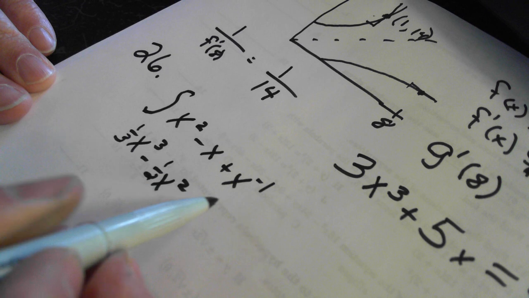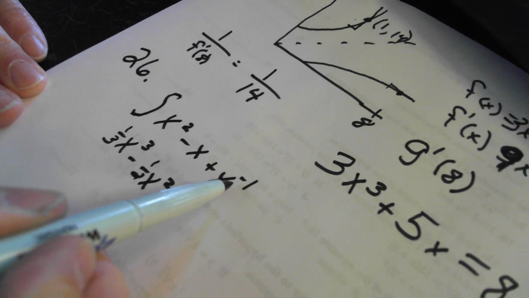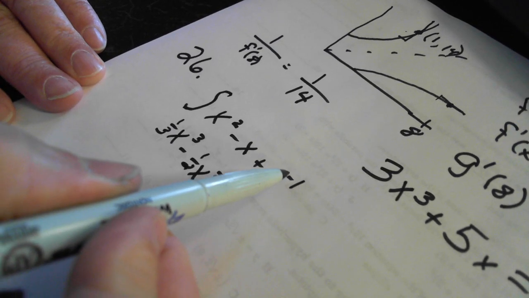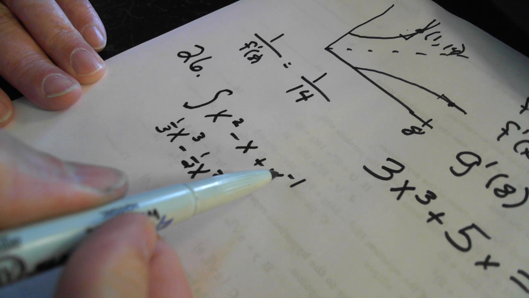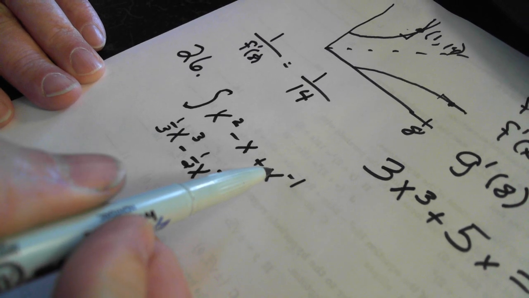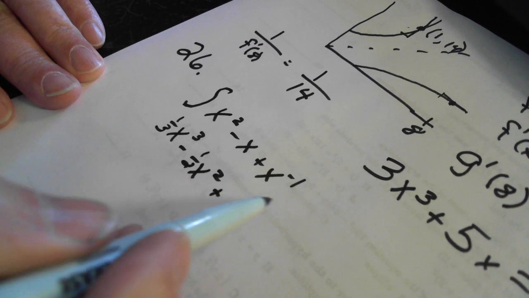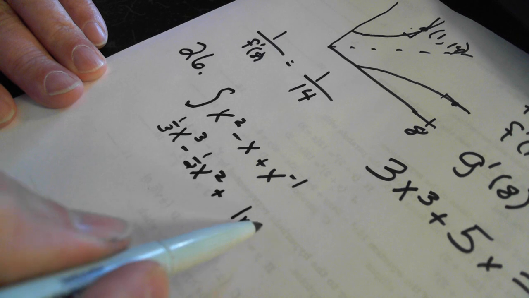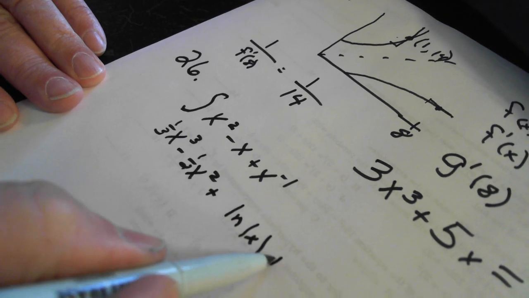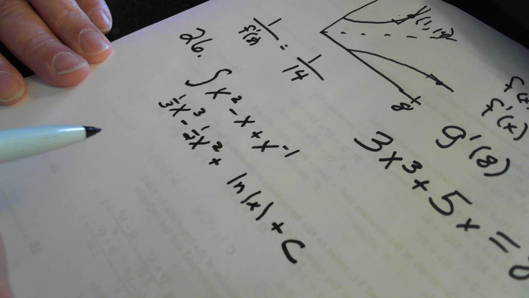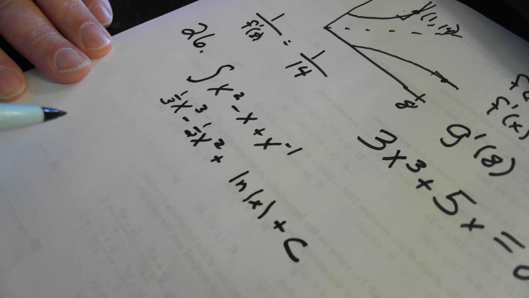Plus, you have to remember that you can't do that up to a 0. This is a 1 over x. You have to have memorized that the integral of 1 over x is ln x. And then you always get your ubiquitous plus c.